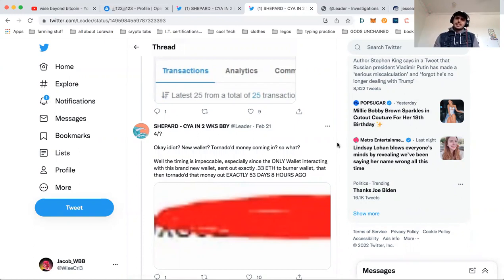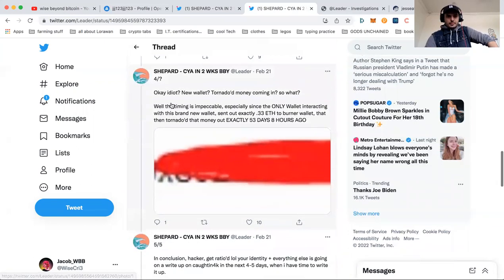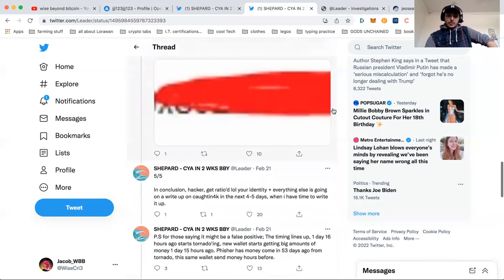However, I think since they're being publicly doxxed as the attacker of the OpenSea attack, that's at least going to affect them somewhat socially, maybe financially, maybe legally. And so he gets into it. He's like, okay, why new wallet, Tornado money, and so what, blah, blah, blah, right? Well, the timing is impeccable, especially since the only wallet interacting with the brand new wallet sent out exactly 0.33 ETH to a burner wallet that then tornadoed the money exactly 53 days and 8 hours ago on the dot. And we know how long the wallet's been seeding for.